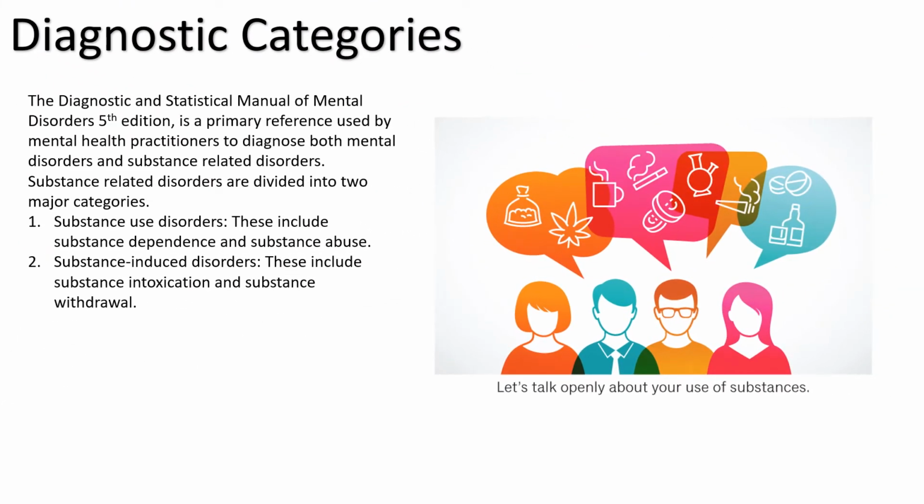Diagnostic criteria, categories. The Diagnostic and Statistical Manual of Mental Disorders, 5th edition, is a primary reference used by mental health practitioners to diagnose both mental disorders and substance-related disorders. Substance-related disorders are divided into two major categories. Substance use disorders, these include substance dependence and substance abuse, and substance-induced disorders. These include substance intoxication and substance withdrawal.